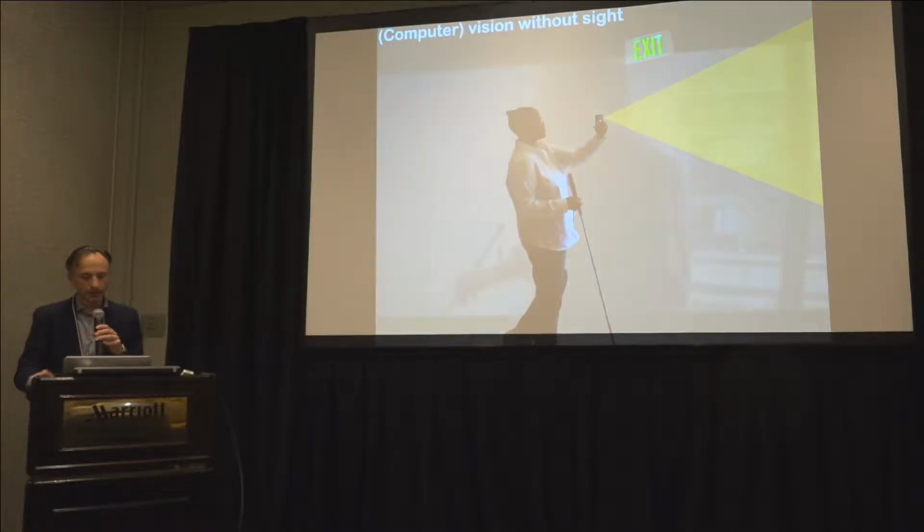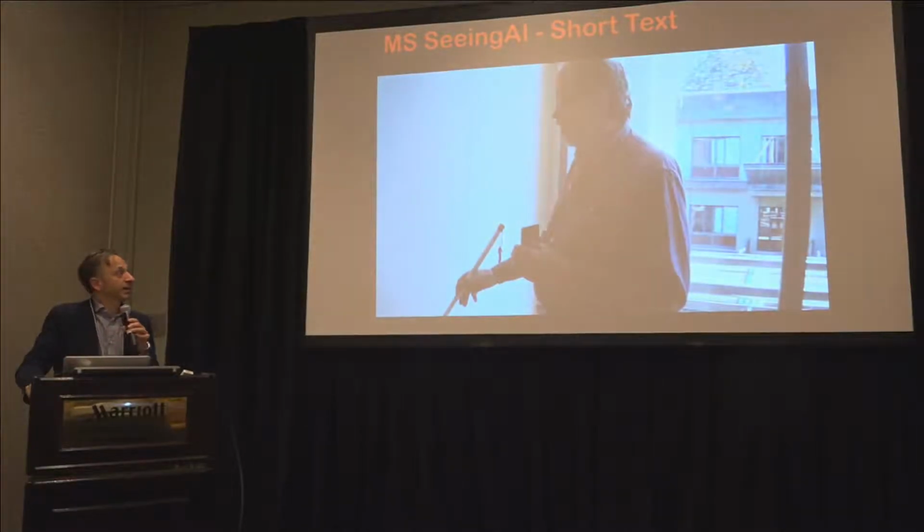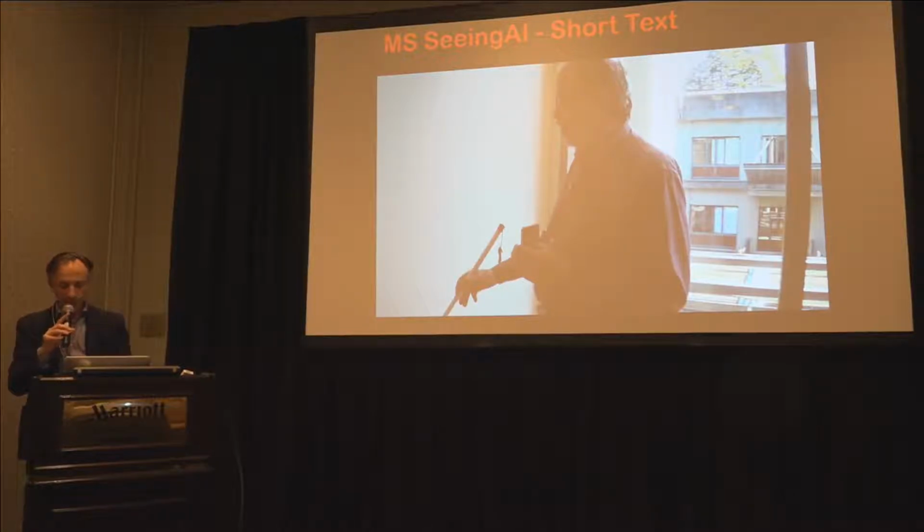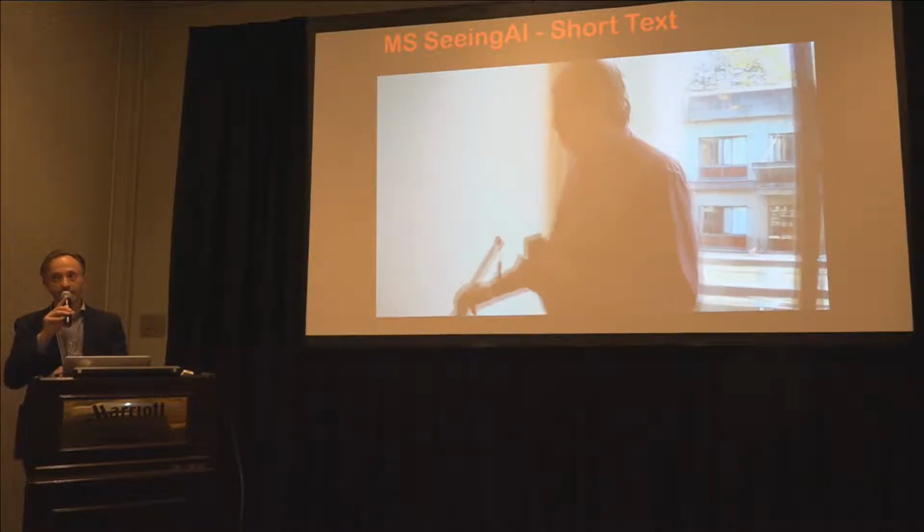So let me show you an example of computer vision without sight. This is based on probably the most used app for text for blind people, made by Microsoft. It's free, it's called SeeingAI. It has a modality called short text, and it does just that. It just reads any text that it finds. So here is an example of a blind person using short text.